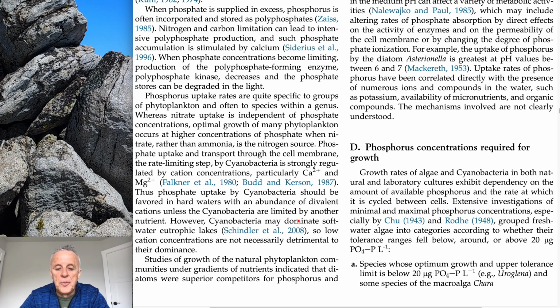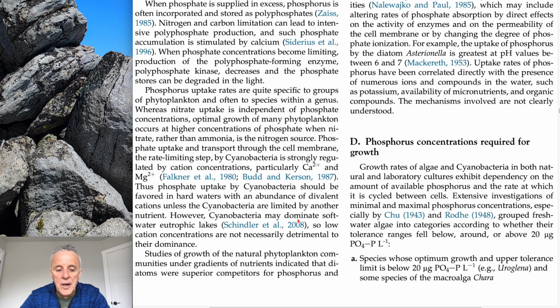Phosphate uptake and transport through the cell membrane, the rate-limiting step for cyanobacteria, is strongly regulated by cation concentration, particularly Ca2+ and Mg2+. Thus, phosphate uptake by cyanobacteria should be favored in hard water with an abundance of divalent cations, unless the cyanobacteria are limited by another nutrient. However, cyanobacteria may dominate soft water eutrophic lakes, so low cation concentrations are not necessarily detrimental to their dominance.